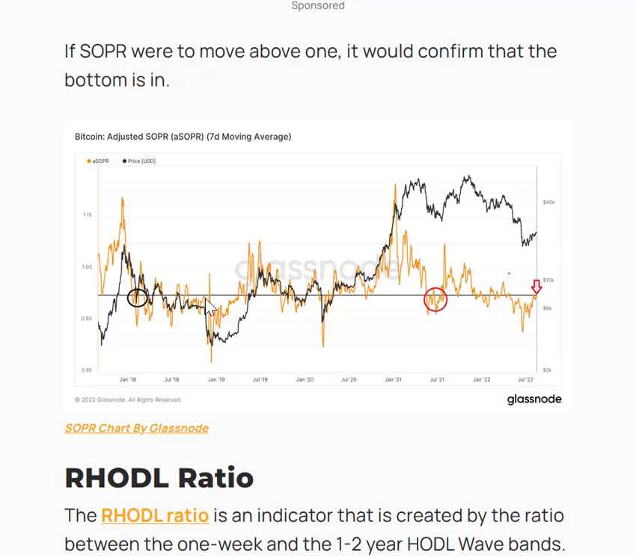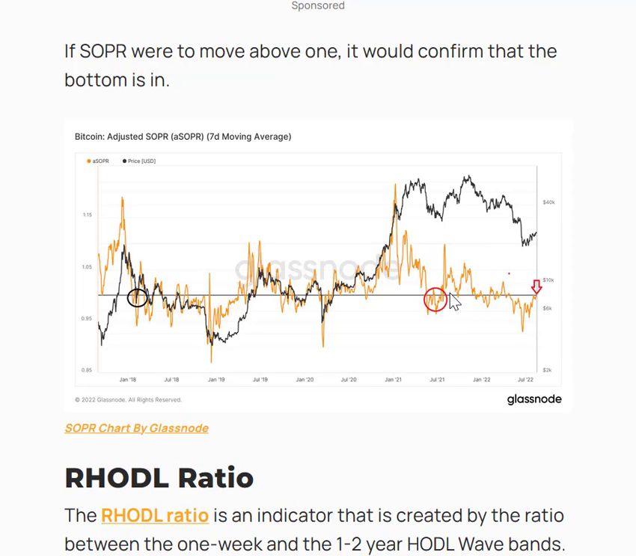The SOPR broke down below the line of 1 in January 2018, and this suggested that the bullish trend had come to an end. Afterwards, the bottom was reached on December 11th of the same year, at a reading of 0.86. As you can see, the bottom was reached 11 months after the first breakdown.